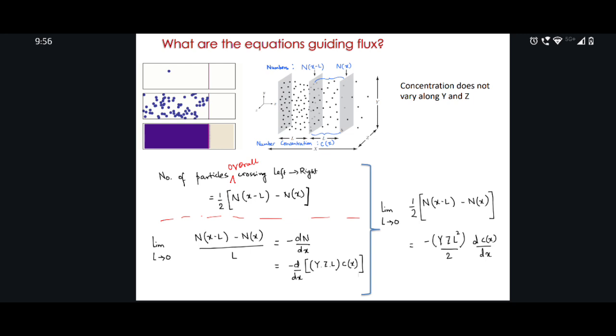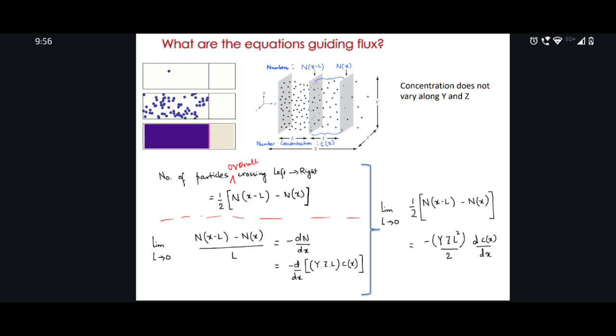And let me now divide this number by L. This is a separate exercise you might think of. If I divide this by L and I make my L infinitesimally small, what have I ended up getting? I have ended up getting minus dn by dx. Why minus? Because my coordinate system starts on the left side.